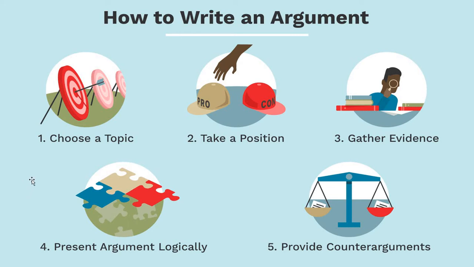Then, before going to write the paper, what is an argument and how do you write an argument? Generally, you first choose a valid topic or identify the problem. Then take a position. That means you collect the information, either a valid survey or qualitative information with solid proofs.